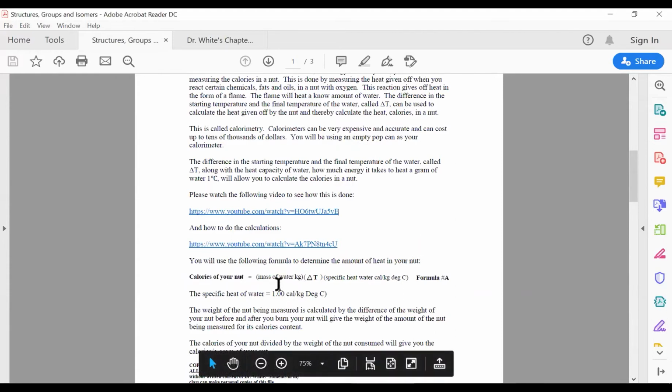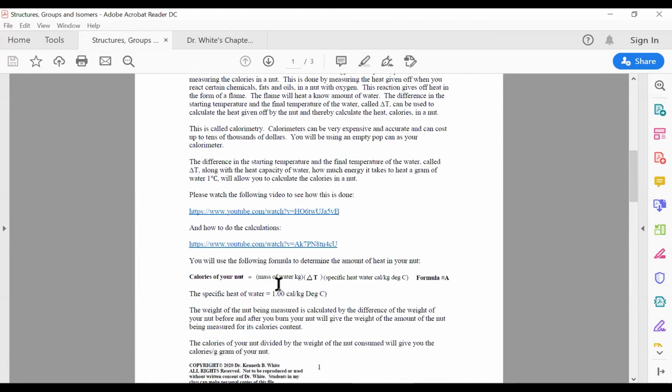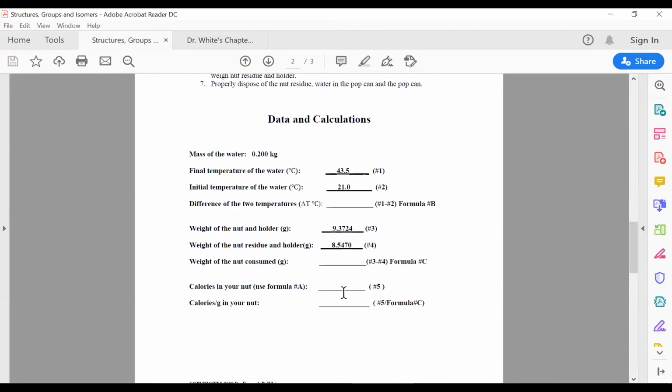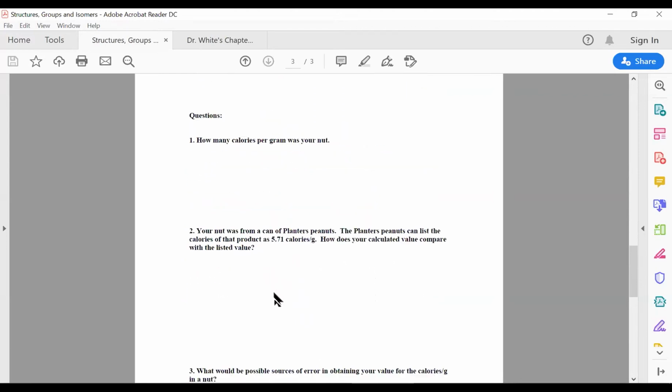You put in the mass of the water, 0.200 kilograms, your delta T, which you calculate, and the specific heat, which is 1.00. And you'll get a number here. Now, to get the actual calories per gram of the nut, you take this number that you just calculated with formula A, and you divide it by formula C, the weight of the nut. And then you'll get calories of the nut. And that's how you do it. And you can watch the video to see that.